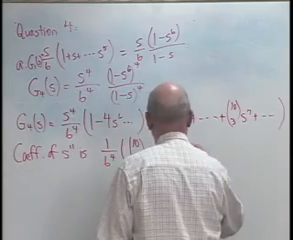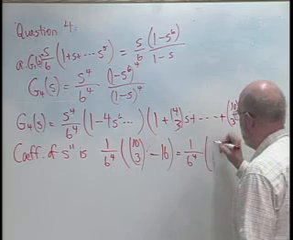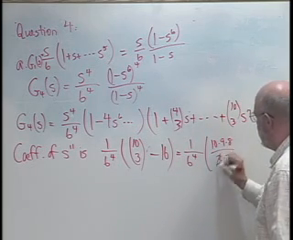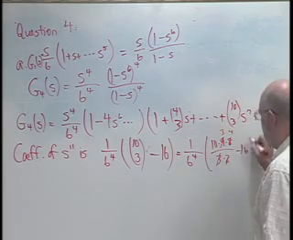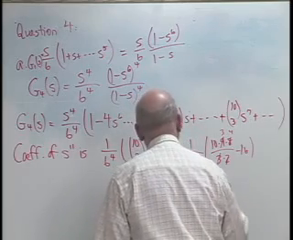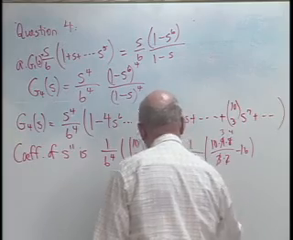So what have we got? 1 over 6 to the 4th times 10 times 9 times 8 over 3 times 2. That's a 3. That's a 4 minus 16. That's 104 over 6 to the 4th.